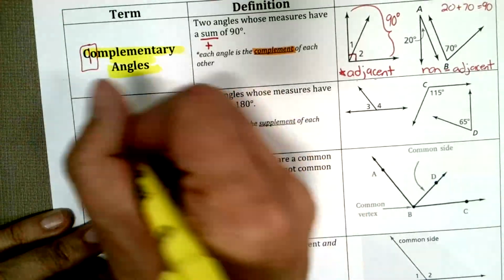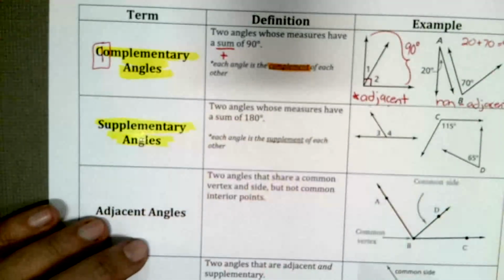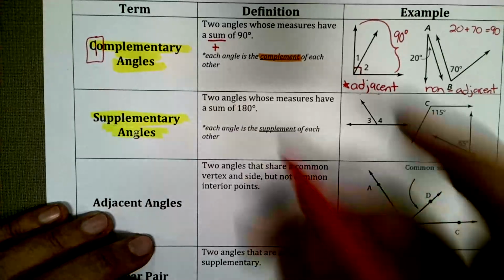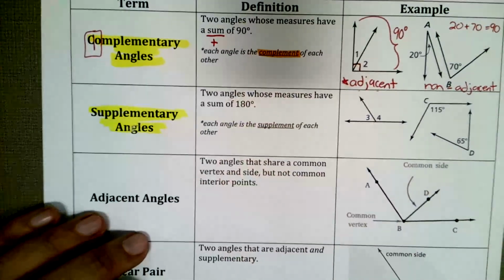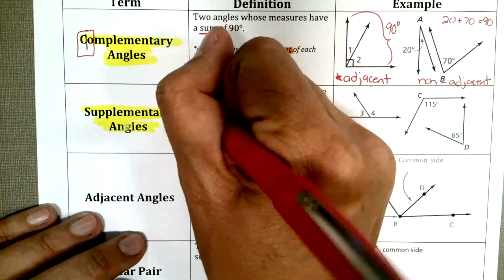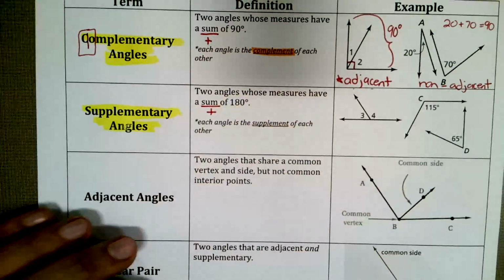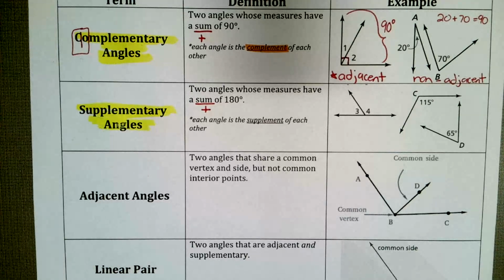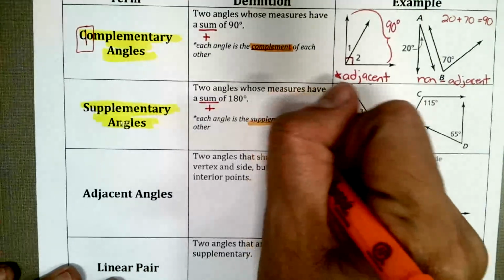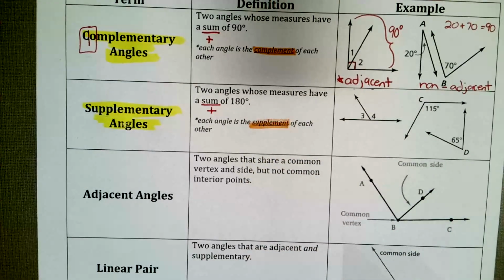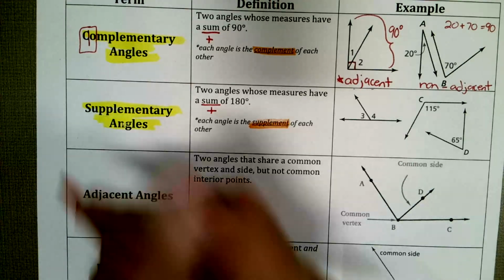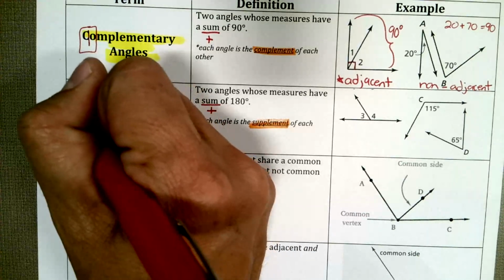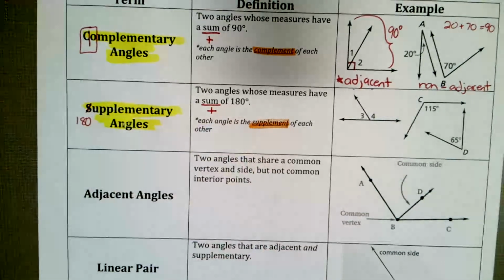Supplementary angles are two angles whose measures have a sum of 180 degrees. So again, the sum means they're going to add up to 180. And the wording you could see in a problem is that each angle is the supplement of each other. And the way I have for remembering this is you could draw a line and make an 8 to remind you of 180 with the supplementary.